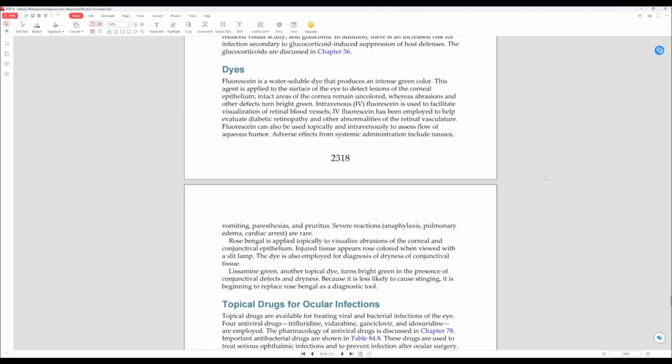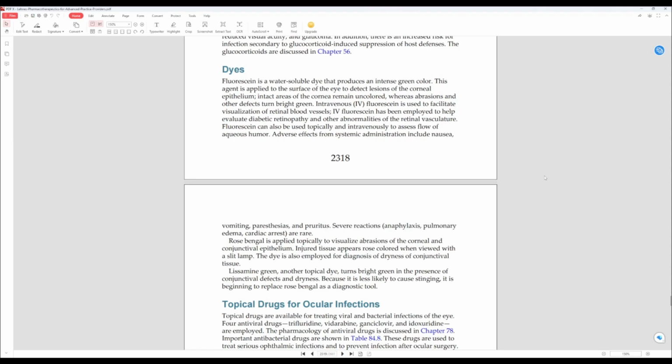Dyes. Fluorescein is a water-soluble dye that produces an intense green color. This agent is applied to the surface of the eye to detect lesions of the corneal epithelium. Intact areas of the cornea remain uncolored, whereas abrasions and other defects turn bright green. IV fluorescein is used to facilitate visualization of retinal blood vessels. IV fluorescein has been employed to help evaluate diabetic retinopathy and other abnormalities of the retinal vasculature. Fluorescein can also be used topically and intravenously to assess flow of aqueous humor.